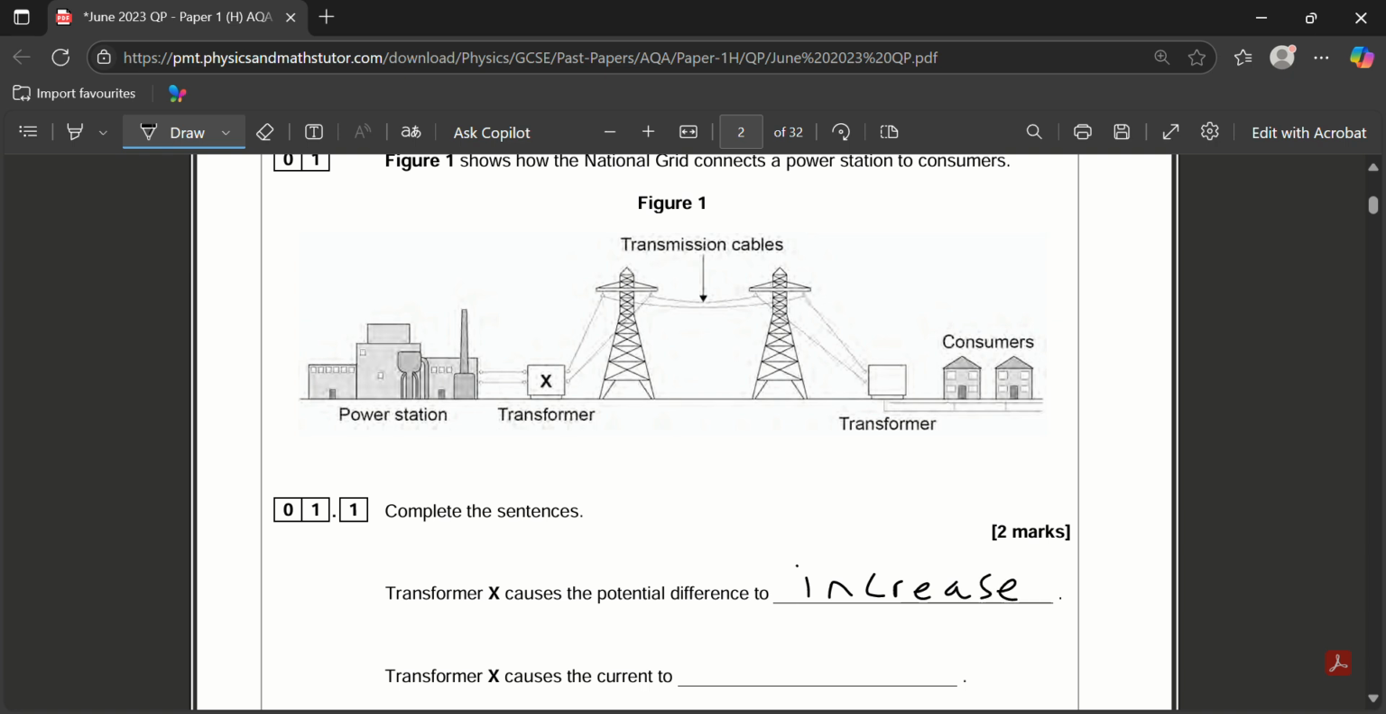But since power in equals power out, let's say the voltage in was 5 and the current in was 2 amps, and let's say the voltage increases to 10. Since power is voltage times current, and this has to also equal the new voltage times the new current, that current has to drop to 1. So as you can see, 2 to 1. Current needs to decrease at transformer X.